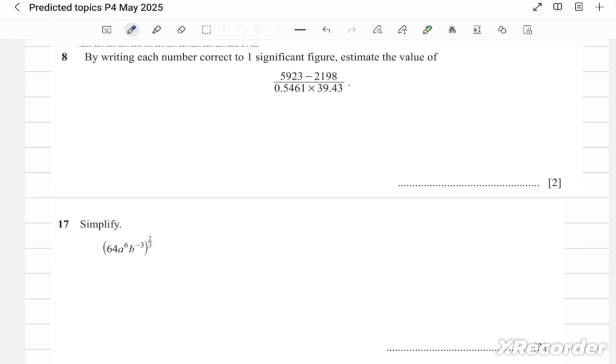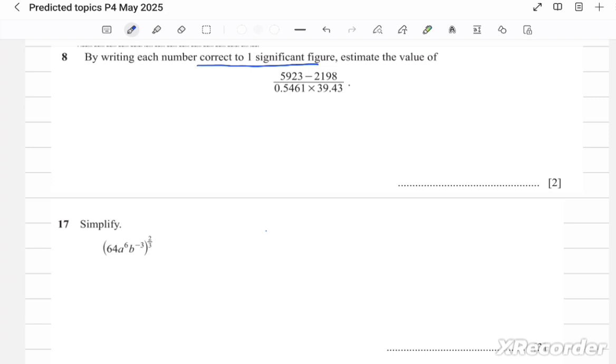The first question is, by writing each number corrected to one significant figure, estimate the value of the following fraction. So first you should correct to one significant figure. Don't use the calculator to find the answer and then correct to one significant figure. This is incorrect. You should correct first.